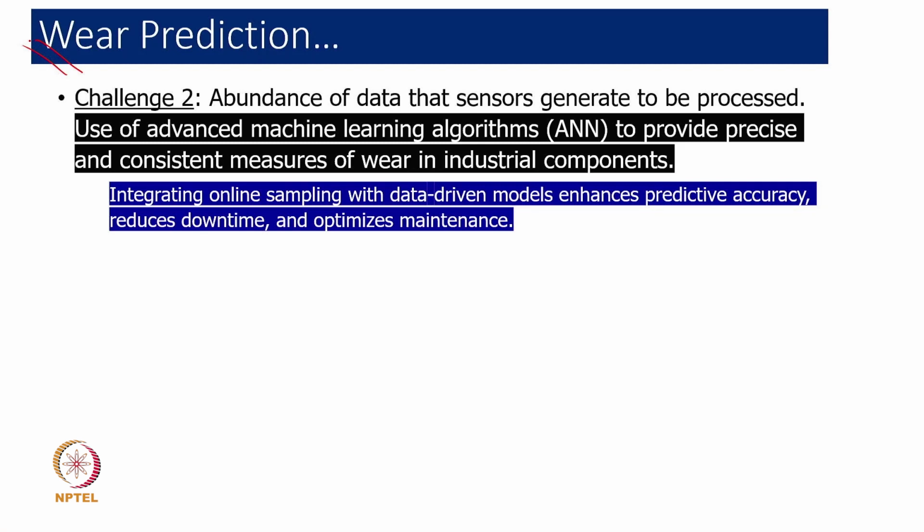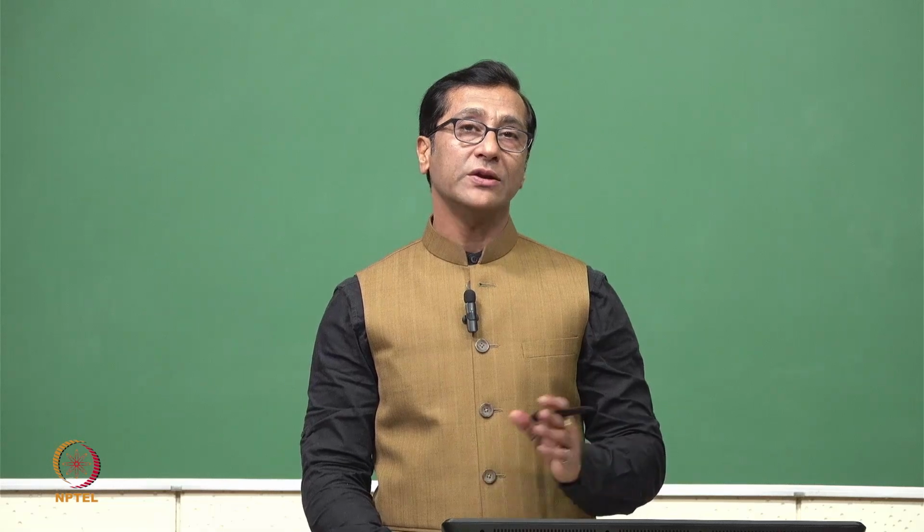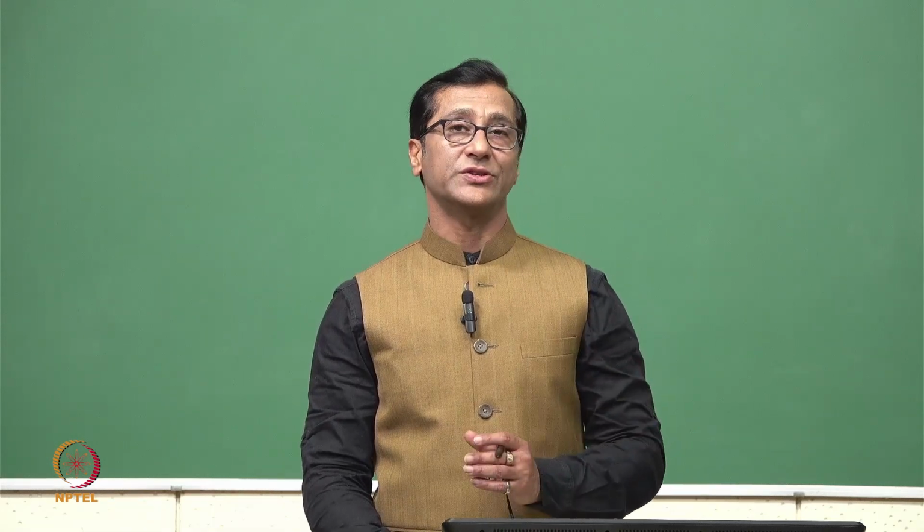Now coming back to the present lecture, wear prediction. We have already given challenge number 1. What is the second challenge? The second challenge is that we get too much data. There is an abundance of data that sensors generate, and we need to process that. Last time we learned something about ANN. We said that we can go ahead with ANN to provide a precise and consistent measure, particularly related to wear in industrial components, because we have many wear failure pictures available in the literature.